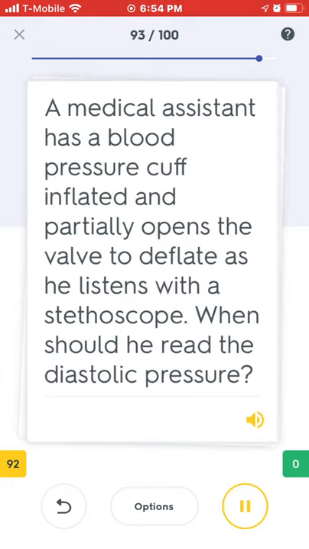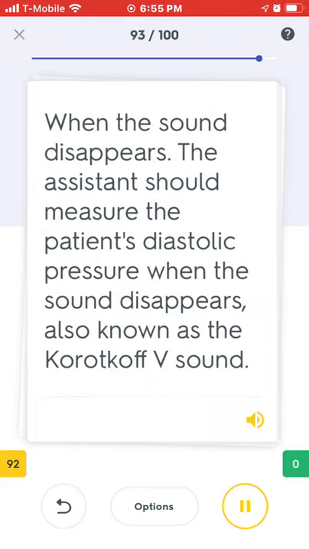A medical assistant has a blood pressure cuff inflated and partially opens the valve to deflate as he listens with a stethoscope. When should he read the diastolic pressure? When the sound disappears. The assistant should measure the patient's diastolic pressure when the sound disappears, also known as the fifth Korotkoff sound.